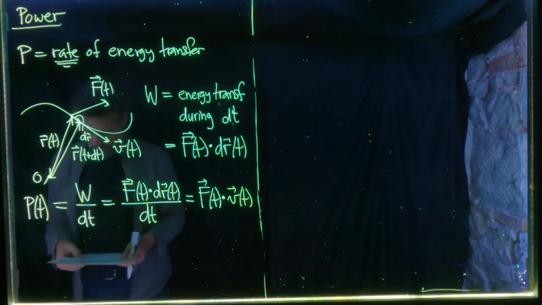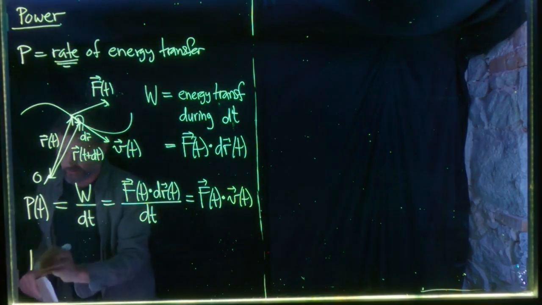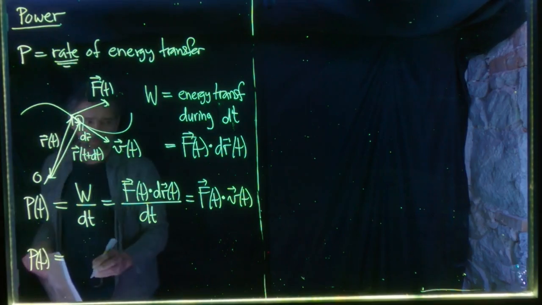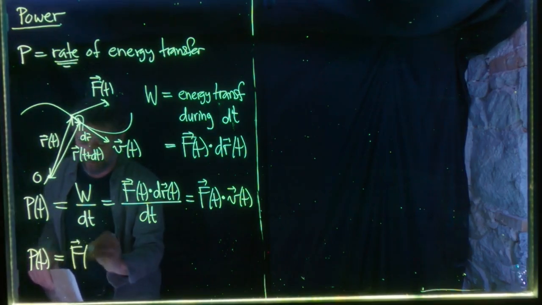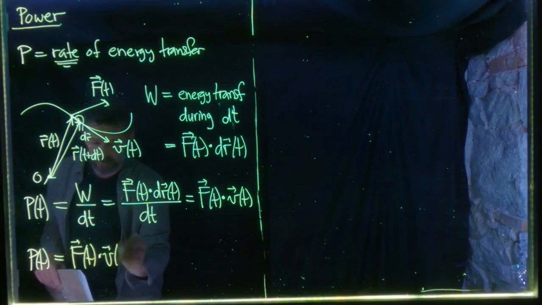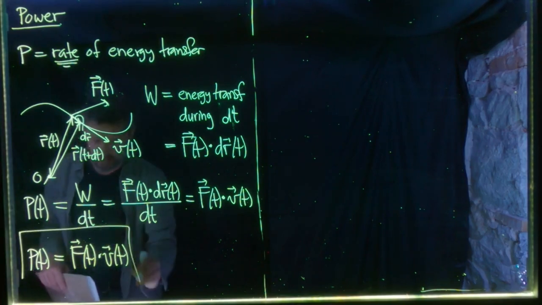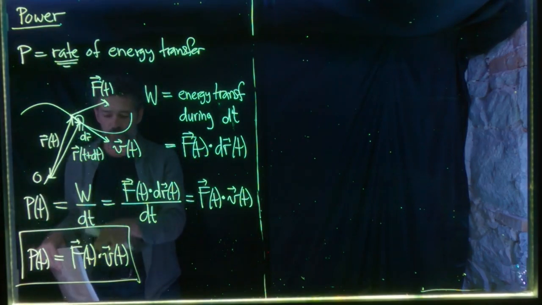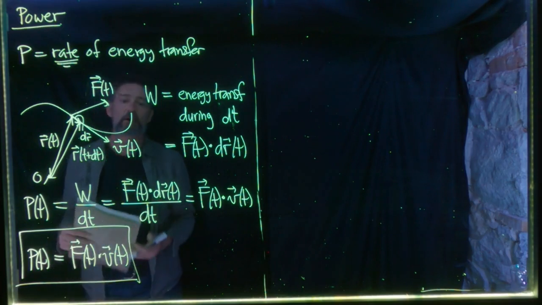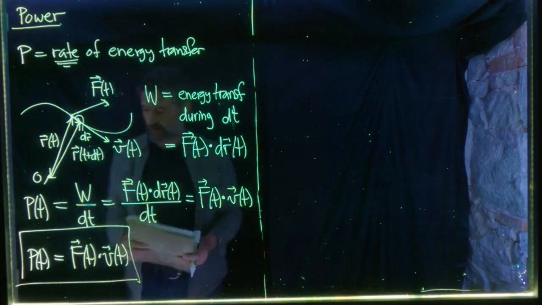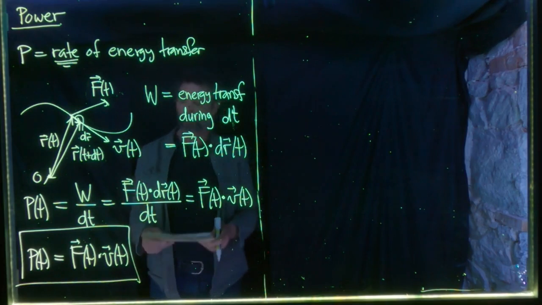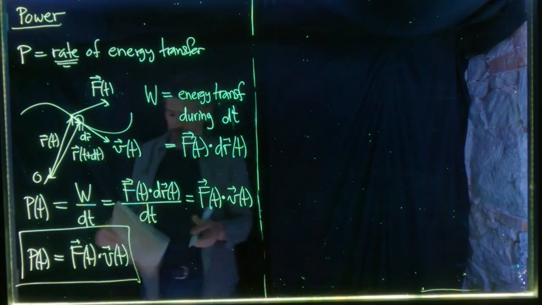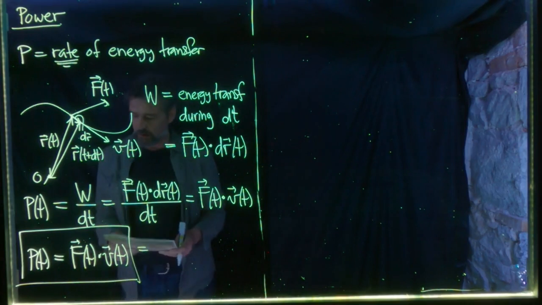So that is super important. So I'll just write this down then. Instantaneous power is the instantaneous force, vector dot product, the velocity at that instant of time. Okay? So work, energy transferred, is force dot displacement. Power is force dot velocity, which is the rate of change of the position. Displacement divided by time. Okay? So force dot velocity, that's very important. That's what power is.